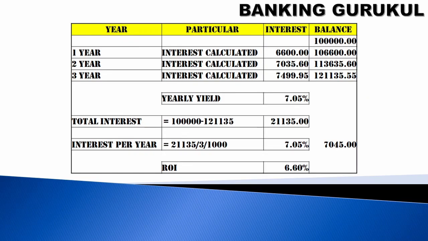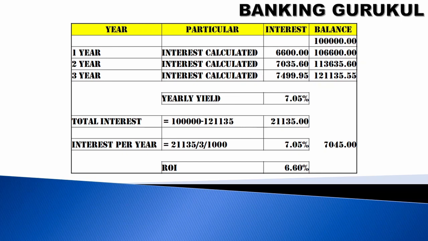In my example, I have taken 1 lakh rupees at 6.6%. The first year I am getting 6,600, the second year 7,035 rupees, and the third year 7,499 rupees, because I have not taken the interest out of my account. So the total interest I got for the 3 years is 21,135 rupees. But if somebody asks what is your rate of interest, it is 6.6% only. But the total interest I got is around 21,000 rupees for the 3 years.